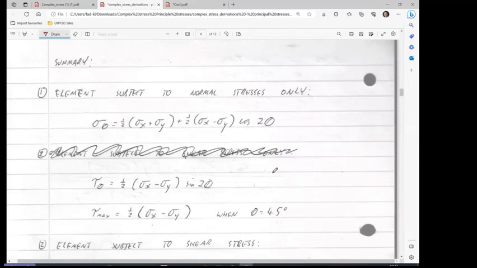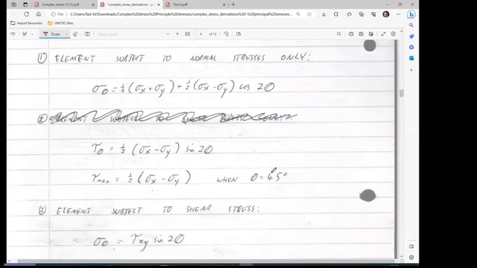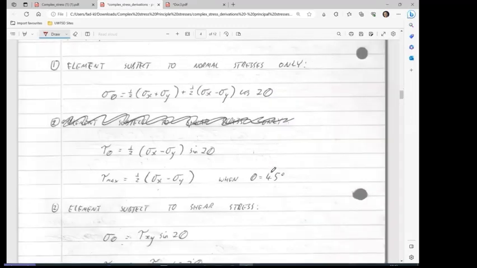So to summarize, what have we looked at over the last couple of videos? We've got our stress on any plane, it's given by that. It's also given by this. The direct stress is given by that. The shear stress is given by that. The maximum shear stress occurs at 45 degrees, and it's given by that.